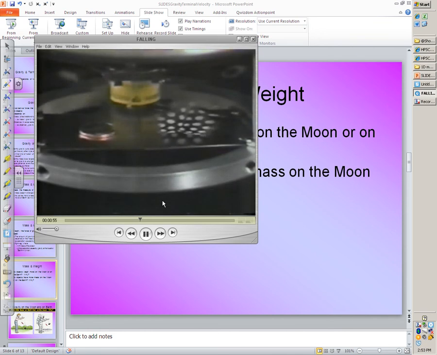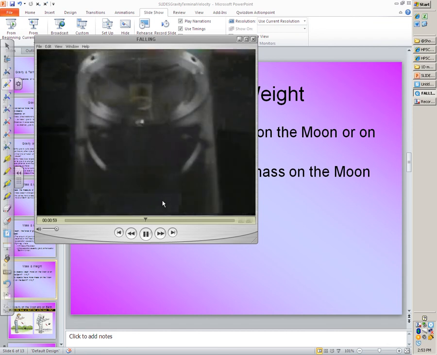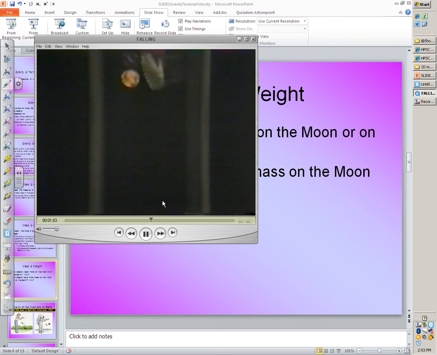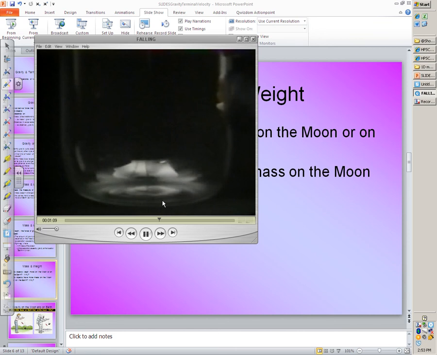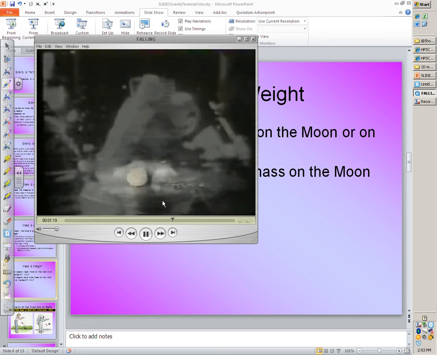If we slow this down, we can see the penny and the feather side by side, both increasing in speed together, and both reaching the bottom of the chamber at the same time. This is the law of falling objects. Once again, it doesn't make any difference how big or how small the object is. If we neglect the effect of the air, they all fall at the same rate.